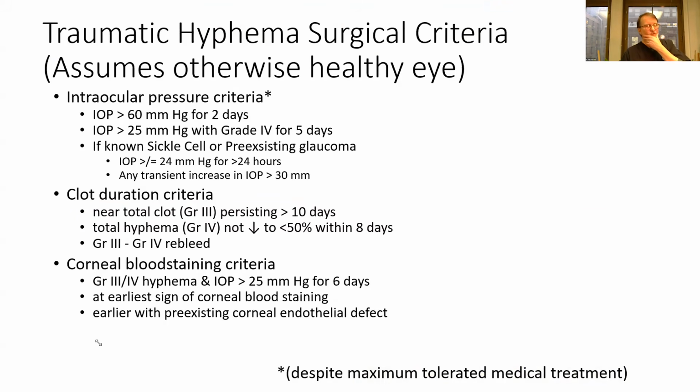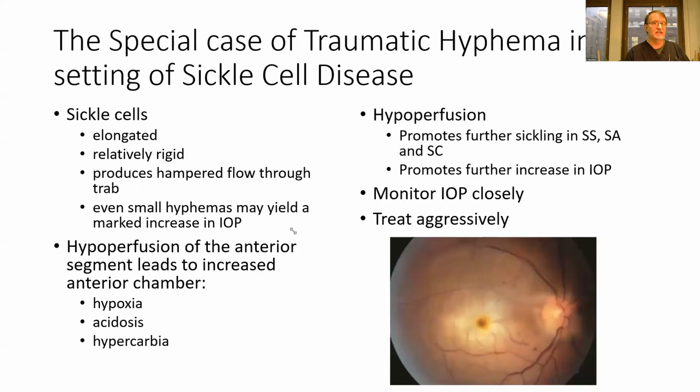And then criteria for surgical aspiration. More often than not, hyphema is managed non-surgically. But there are red light scenarios or push button thresholds that, if they're crossed, the patient should be offered surgical management, which is aspiration and washout of the blood in the anterior chamber. Special shout out to patients who might have sickle cell because you need to be more aggressive.